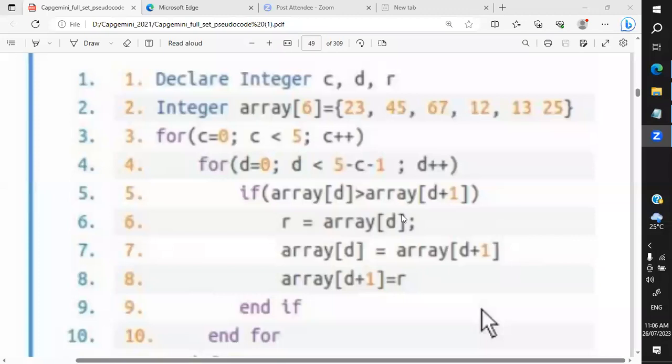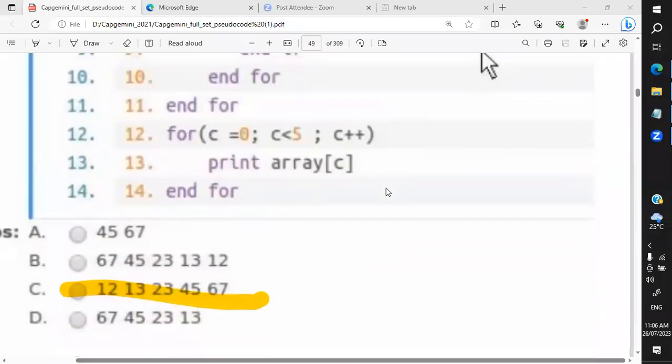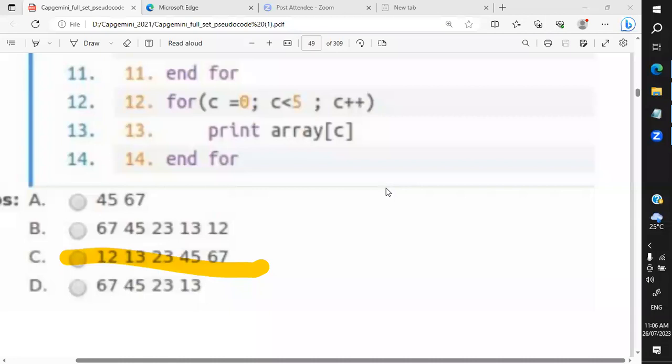What is this sorting technique called? Bubble sort. Now, in bubble sort, what will happen? The largest number will move towards the back. They are doing ascending order sorting. Once we are done with all the iterations, it will get sorted in ascending order. You just print the elements of the array in ascending order. That is nothing but 12, 13, 23, 45, 67. Okay. I hope everyone understood that.